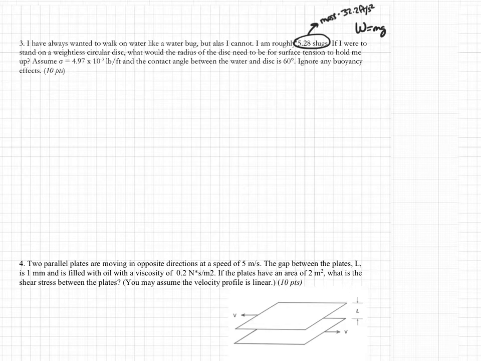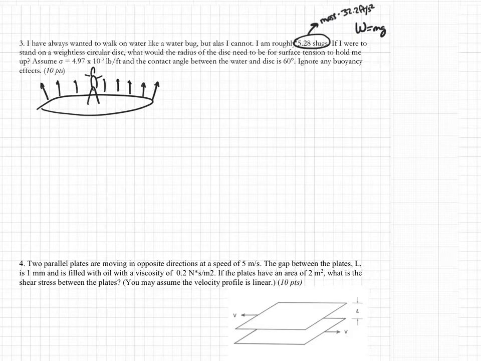If I were to stand on a weightless circular disc, okay, so here's a circular disc, and I'm going to stand on it, what would the radius of the disc need to be for the surface tension to hold me up? The surface tension is acting right here, and it's acting all the way around. It's hard to draw, but it's at an angle, and that angle is 60 degrees. Oh wait, no, sorry, this is 60 degrees, here.